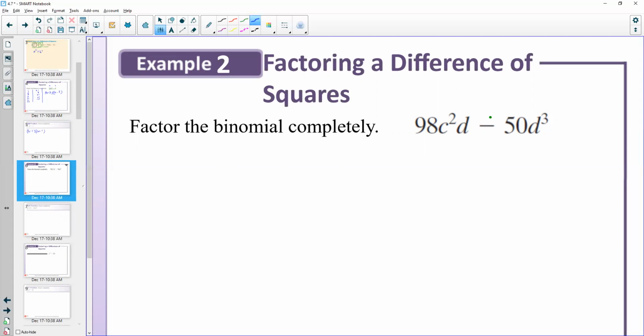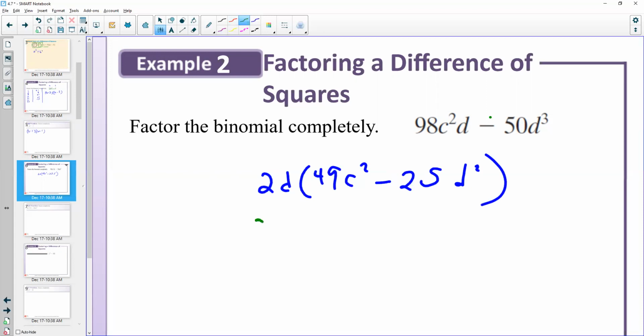So I'm gonna take out 2d. Let's see what I get. I get 49, 98 divided by 2 is 49, c squared, the d goes, minus 50 divided by 2 is 25, d squared. And look at that. Now 49 is a perfect square, so is c squared, so is 25, so is d squared. I have a difference of squares again.